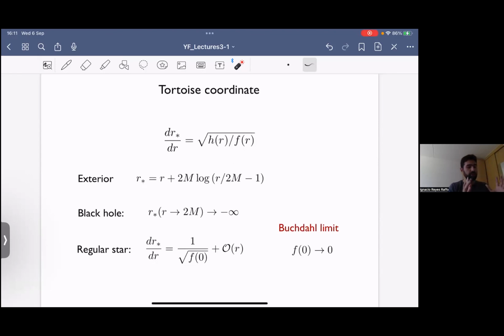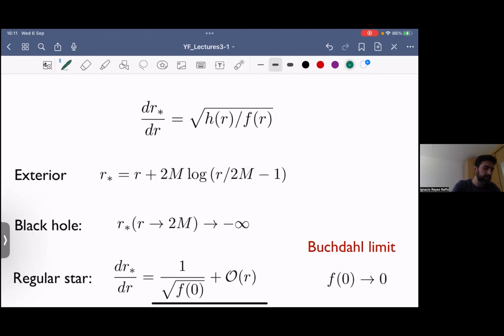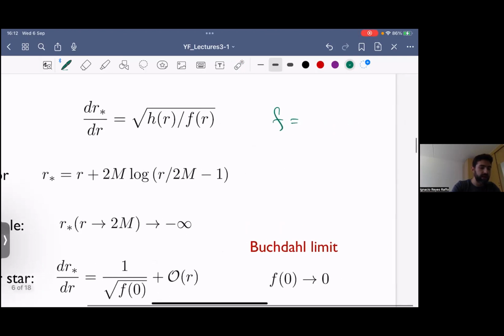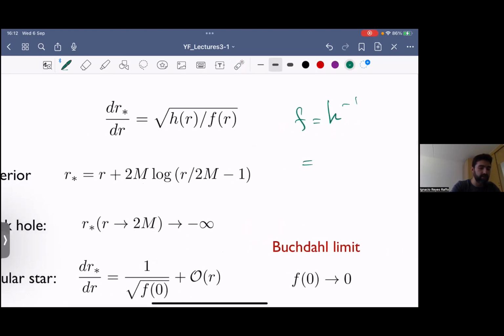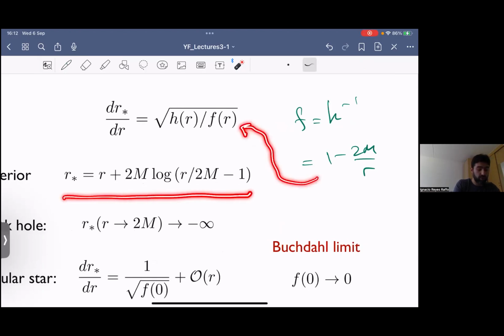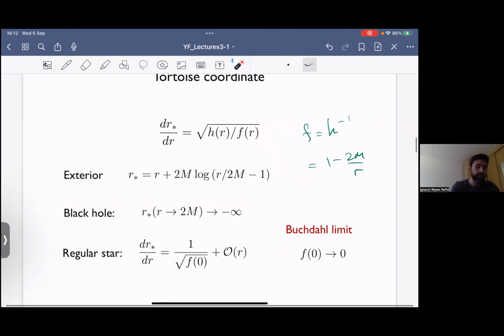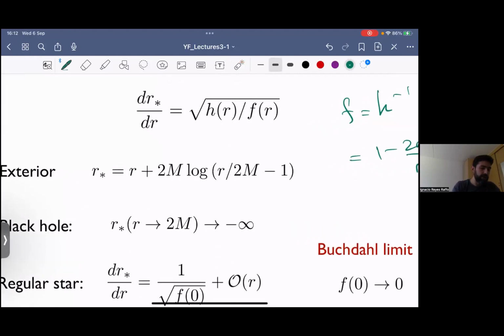So in the exterior of the solution, we always have the vacuum Schwarzschild. And in that case, this is in all of the textbooks, since for the Schwarzschild case, we have that f is the inverse of h is equal to 1 minus 2m over r, it's just the Schwarzschild metric. You can very easily integrate this equation and find what the tortoise coordinate is explicitly. And one thing that we always learn when we use the tortoise coordinate for the case of black holes is the fact that this thing ranges from minus infinity to plus infinity.